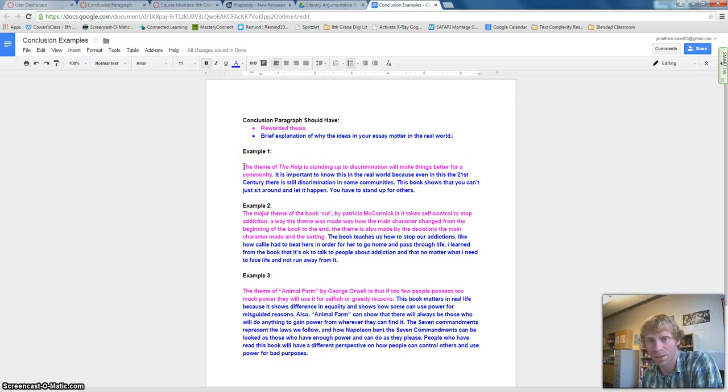The thesis in this case was that the theme of the book, The Help, is standing up to discrimination will make things better for a community. Okay, so the theme is standing up to discrimination will make things better for a community.